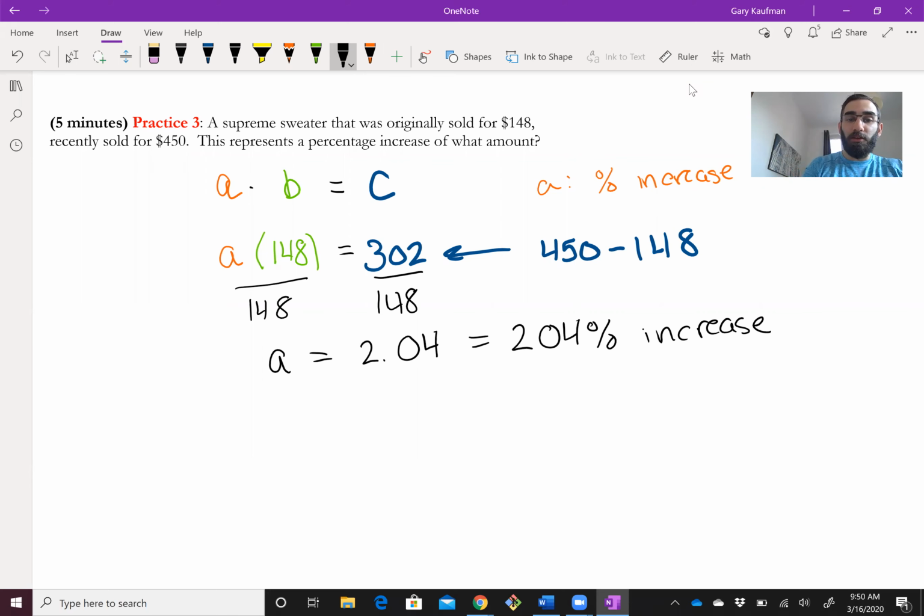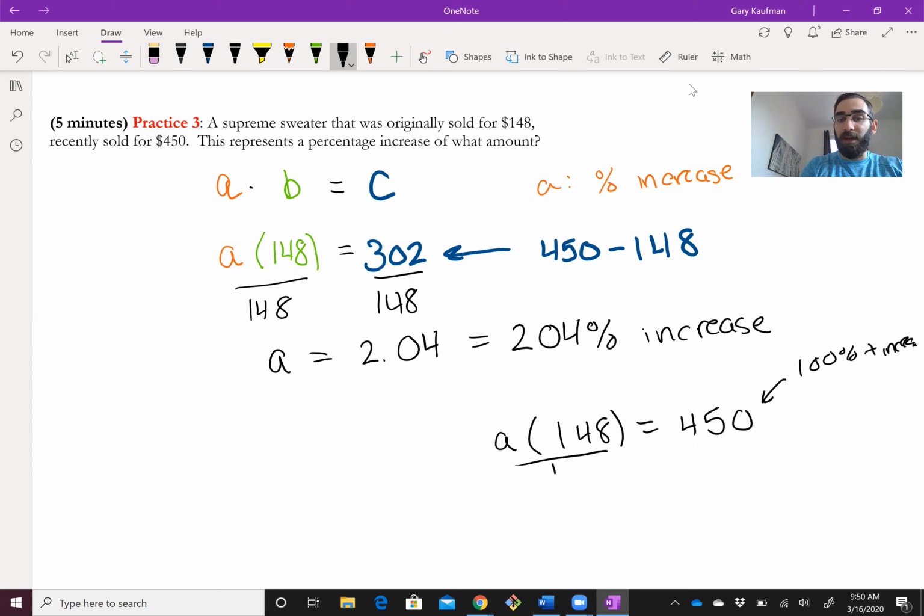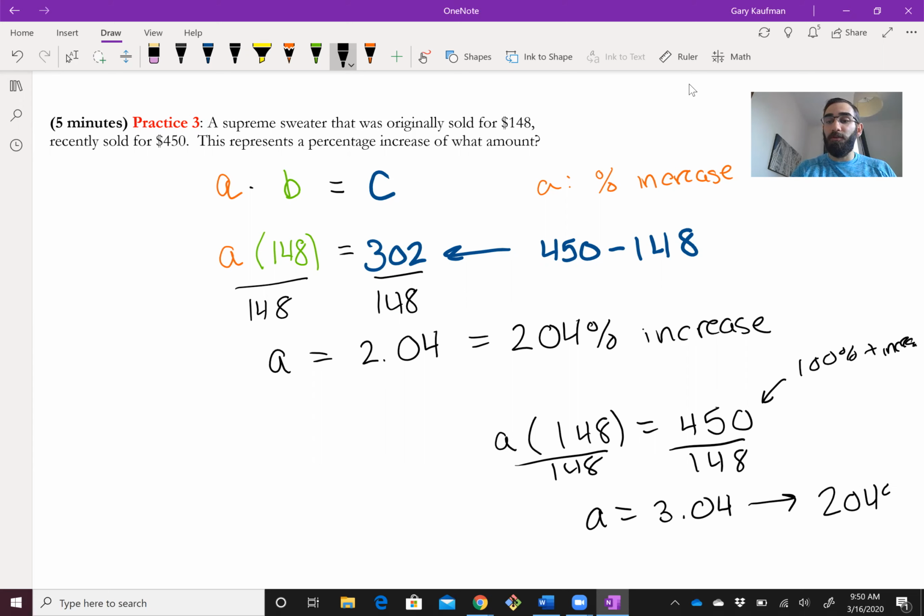If you had done it the other way, you would have said A times 148 equals 450. So this includes the 100% plus the increase. So when you divide by 148, you would get A equals 3.04. Well, this is taking into account that 100%. That's why we subtract that 100% and still have a 204% increase. All right, let's go on to the next practice problem.